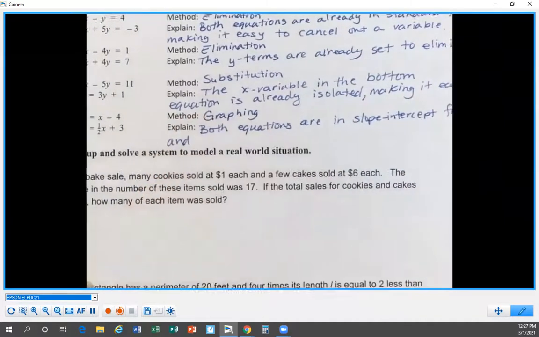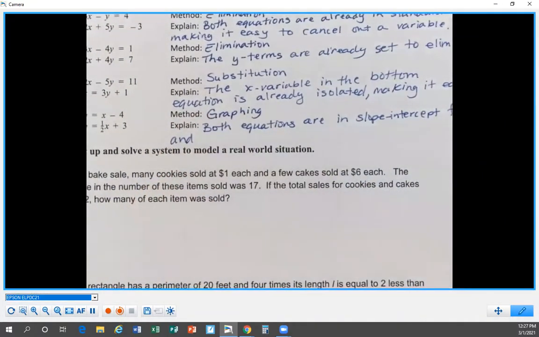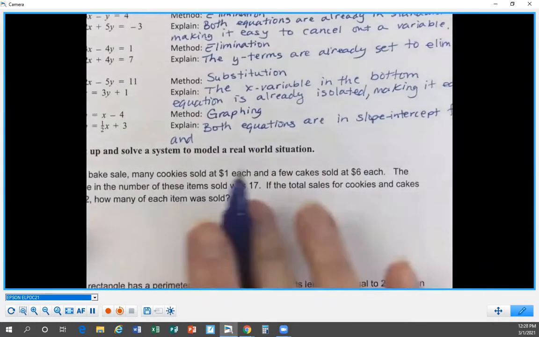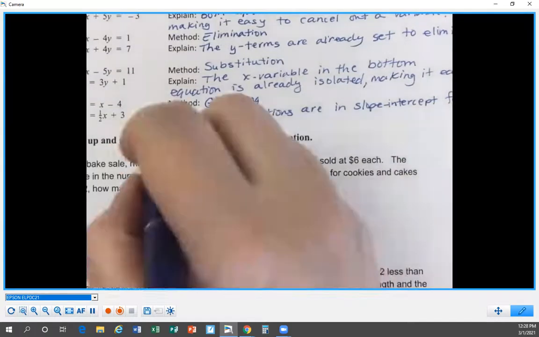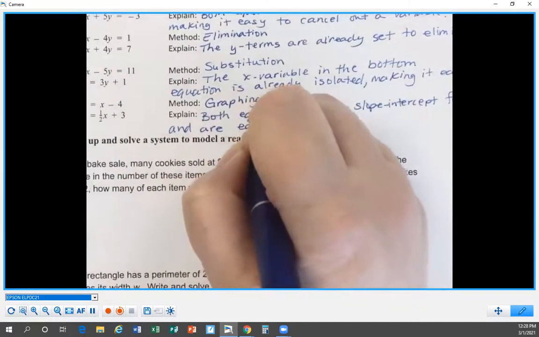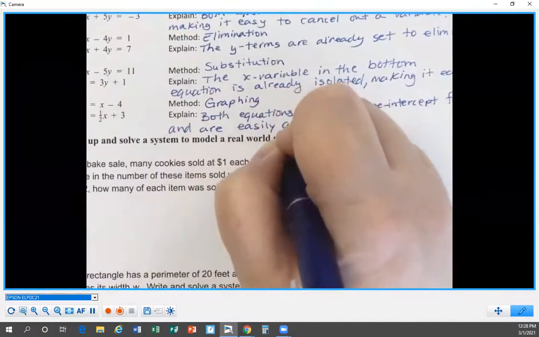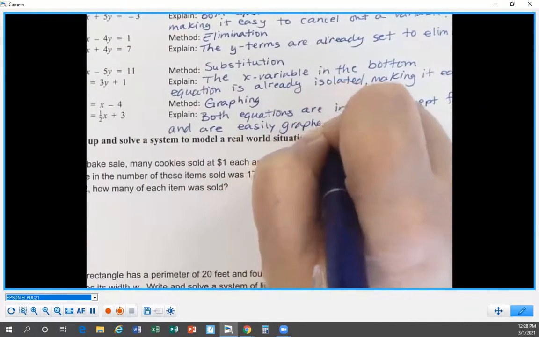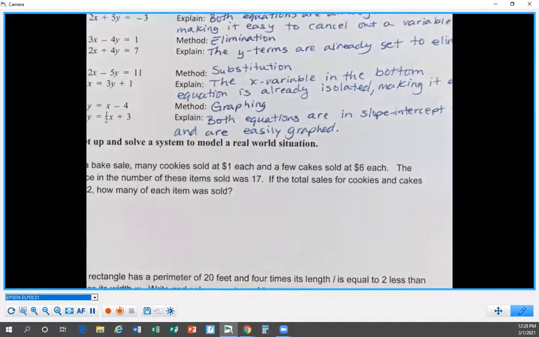And have points that are graphable. Like we don't have a y-intercept of like negative 2.675 or anything like that. So both equations are in slope-intercept form and are easily graphed. So meaning they have friendly numbers for graphing.